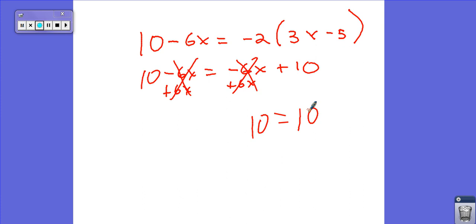When this happens, it's called an identity equation because there's no variable left. The variable is totally gone. Nothing left of our variable. That can happen sometimes.